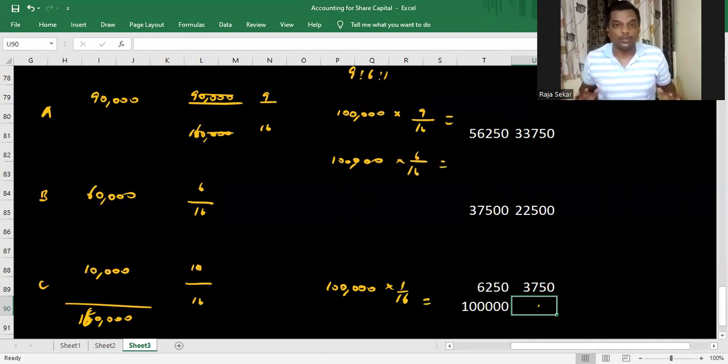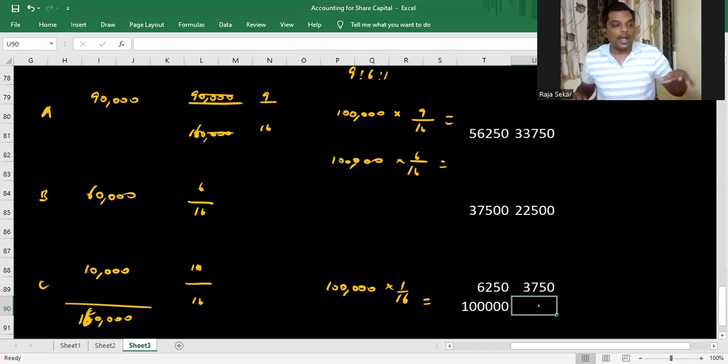Ideally, what is the company supposed to do? It is supposed to refund the money on the applications on which the shares have not been allotted. Am I right or not? For instance, A has applied for 90,000 shares. He was only allotted 56,250 shares on a pro rata basis. So the company is supposed to refund the application money received on the 33,750 extra applications made by A. Am I right or not, my dear children?